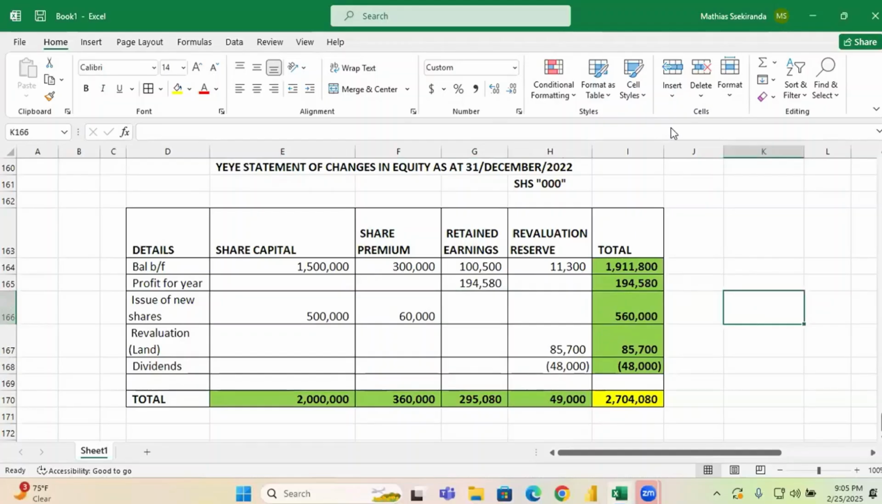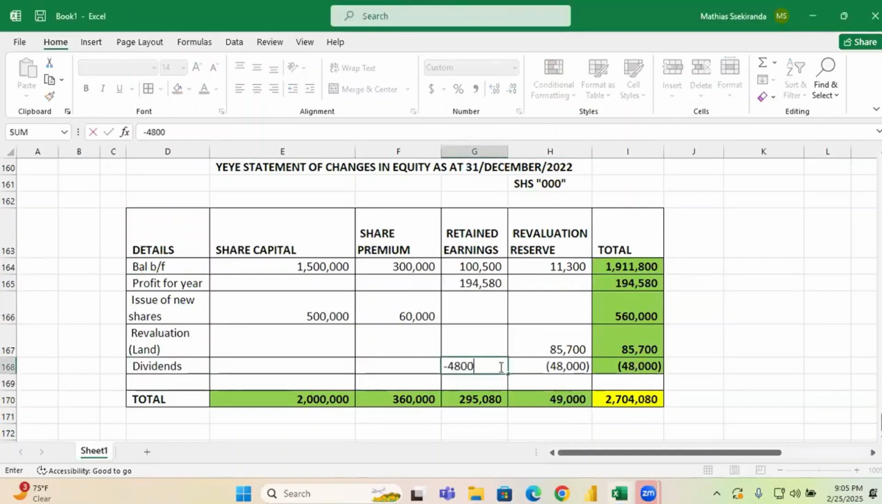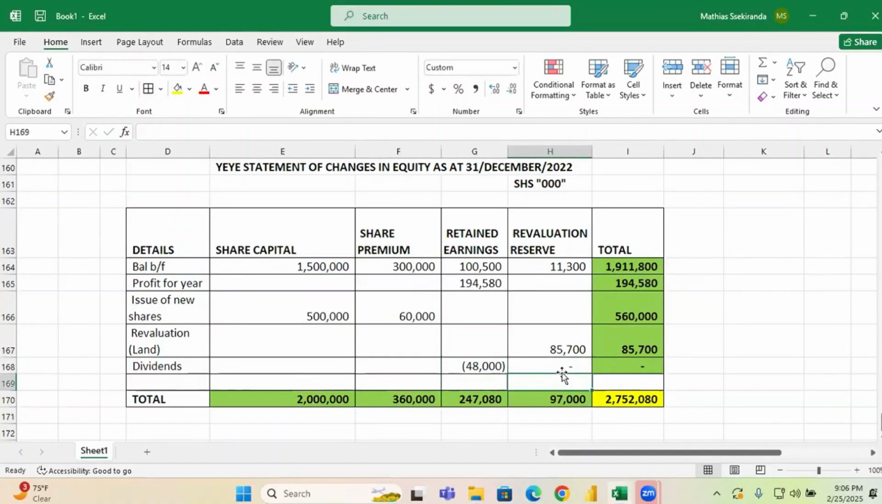Any questions? Excuse me, CPA. Yes, please. I wanted to find out why you've put the dividends under the revaluation reserve instead of retained earnings. It was a mistake. Thank you. I've also just realized it. It was a mistake. Sorry.